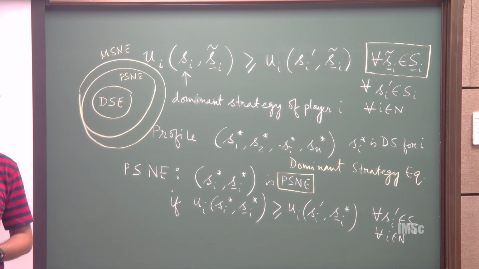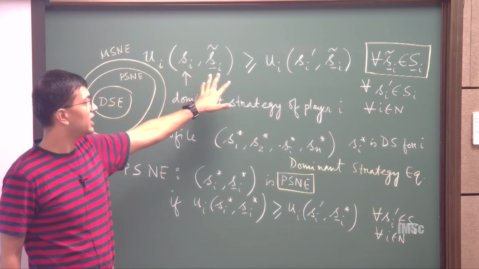While defining a dominant strategy for only one player, we will just have the S minus I tilde vary over all the strategies. If you are saying that your dominant strategy is for player I, then that I is fixed, and you are looking at only this.